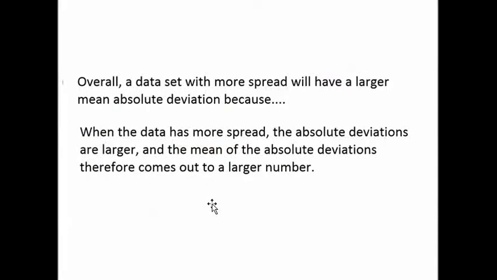So I'm summarizing that right here. When the data has more spread, the absolute deviations get larger, and the MAD gets larger, because the MAD is just the average of the absolute deviations. It's the mean of the absolute deviations.